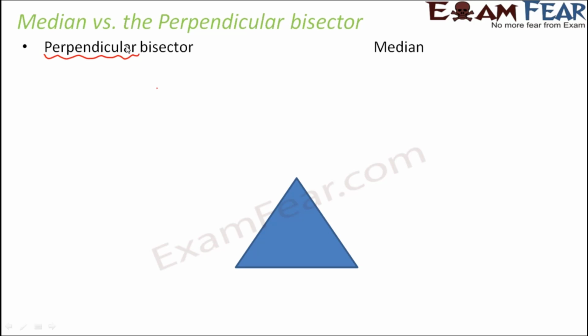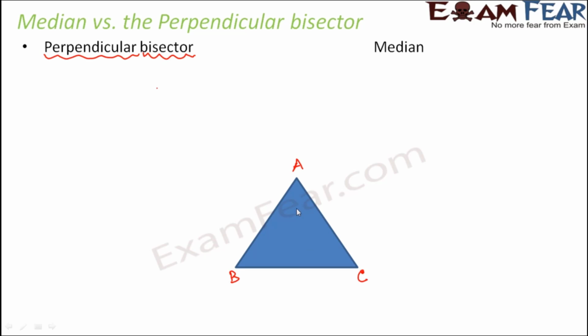Bisector means a line which bisects another line. That means it bisects or divides another line into two equal parts. Now if I say perpendicular bisector of a side of this triangle, let us name this triangle. Let us say you have this triangle ABC, and I want to draw the perpendicular bisector of side BC. So what would be the perpendicular bisector of BC?